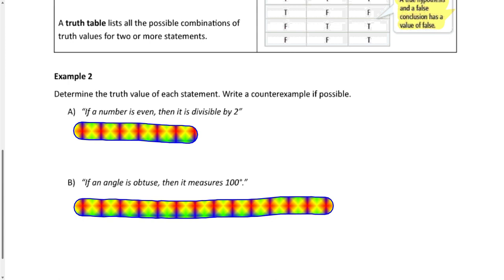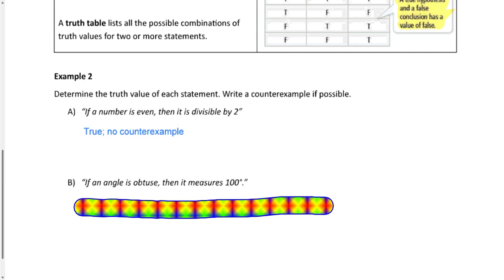So if a number is even, then it is divisible by 2. Can you think of any number that is even that is not divisible by 2? Right? 200, that's even. Half of that is 100. So that is easily divisible by 2. And when we say divisible by 2, we mean, can it divide by 2 and result in a whole number? Yes, this is true. It happens every single time for us. So are we able to provide a counterexample? No, we are not. So we need to state no counterexample is able to be provided.